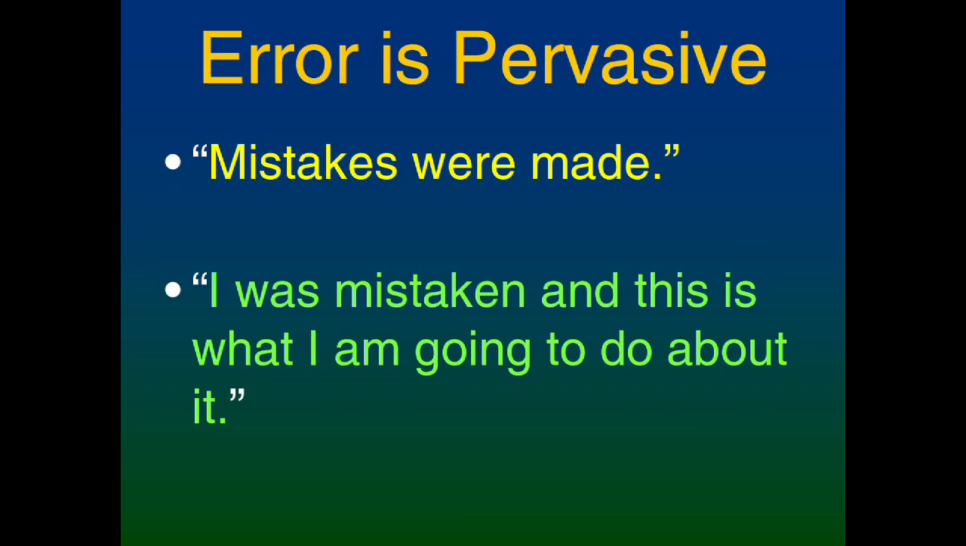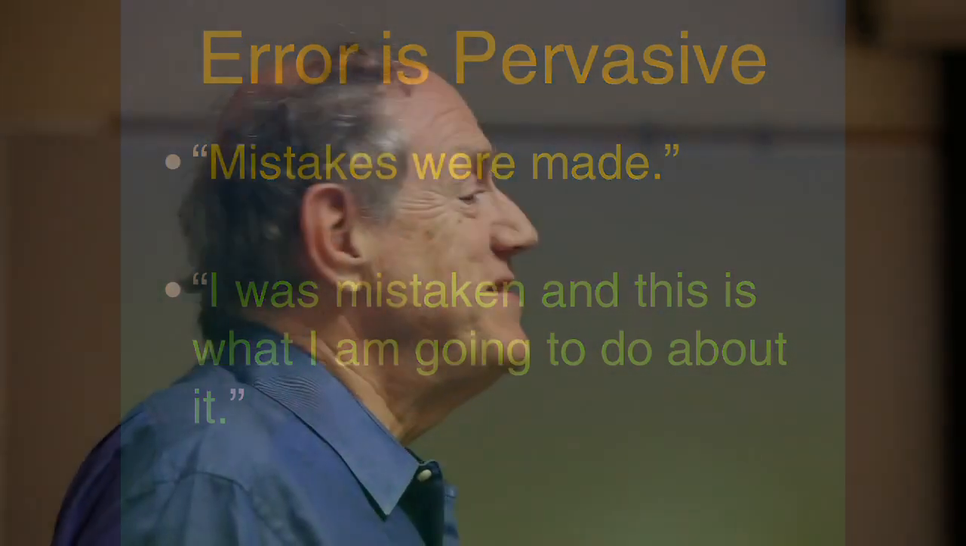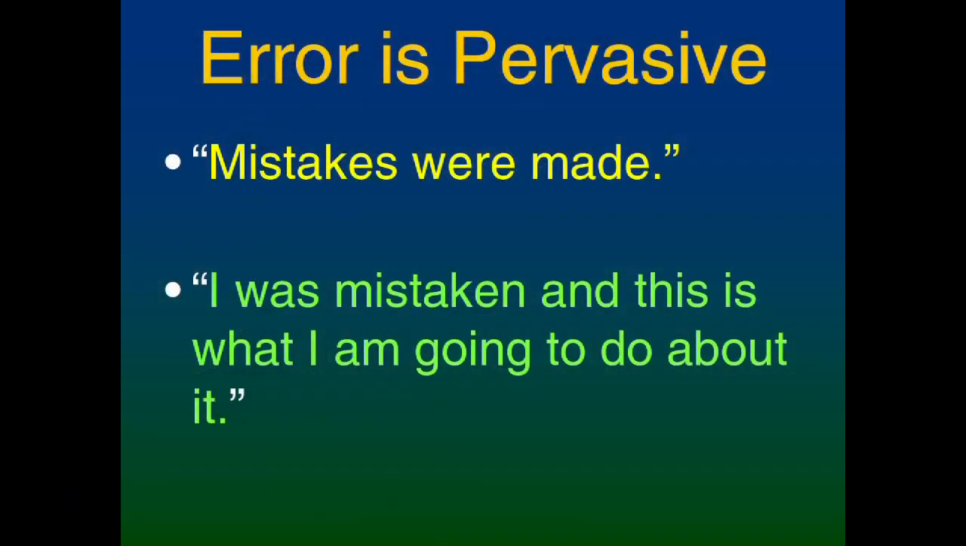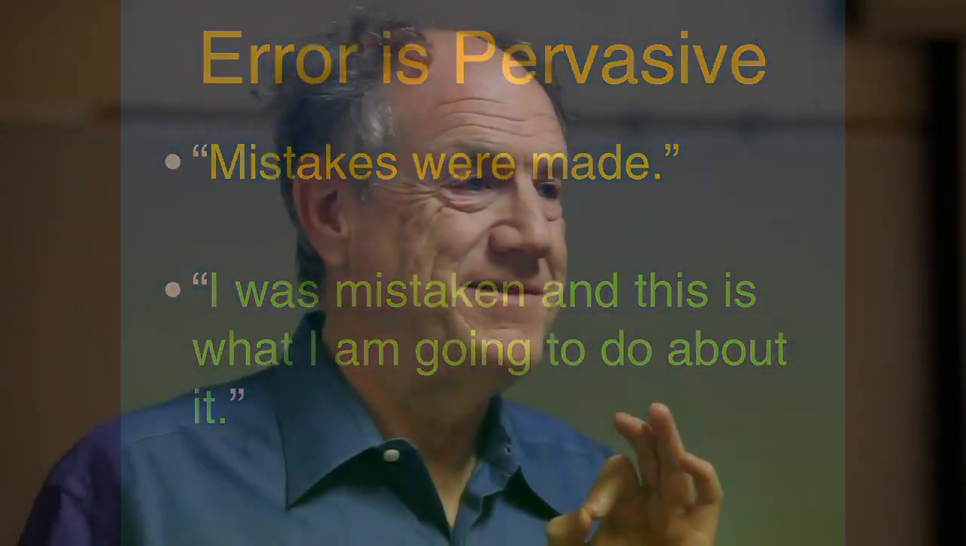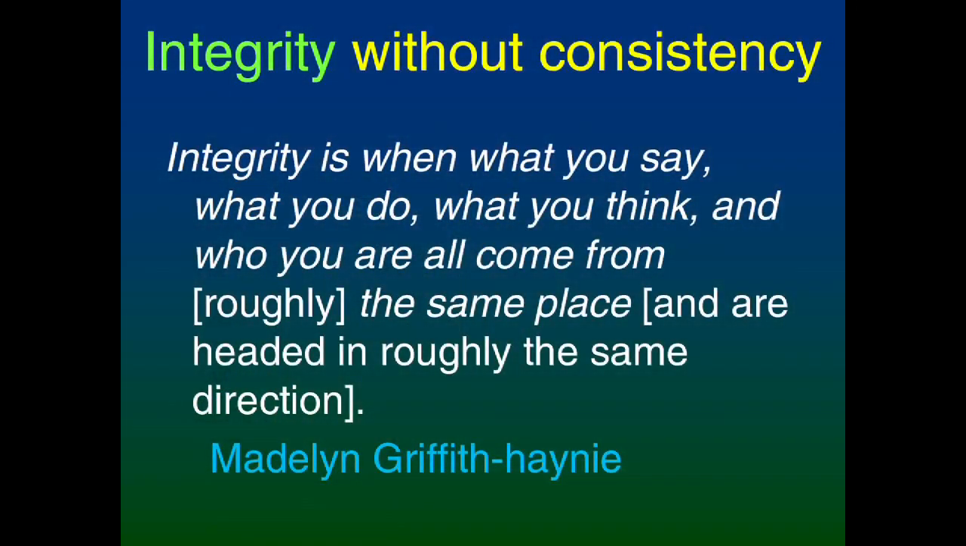On the other hand, the reality is that error is pervasive. So there was a famous talk that Doug Lenat gave at the AAAI one year that I went to. And his title was, with respect to Psych, Mistakes Were Made. Okay? That's one stance. An alternative stance is, I was mistaken, and this is what I'm going to do about it. A very different stance. So looking at that, the question is, can we have integrity without consistency? And I like Madeline Griffin Heine's definition of integrity. Integrity is when what you say, what you do, what you think, and what you are all come from roughly the same place and are headed in roughly the same direction.